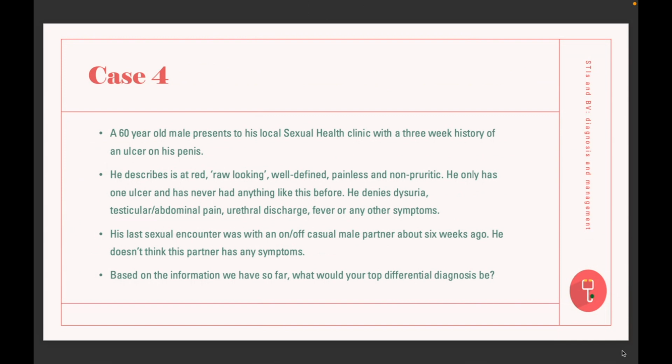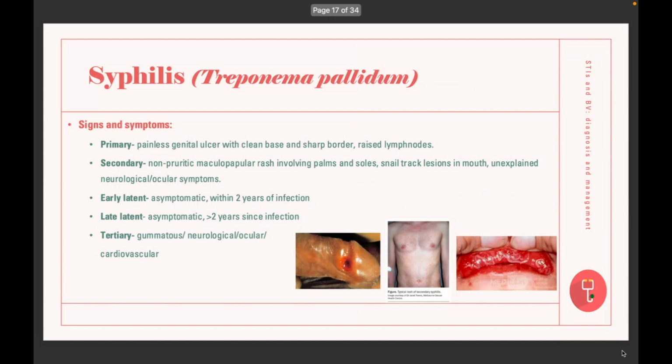Okay, yep, so we've had a few through already saying syphilis, and that's exactly right. Next slide, please. Okay, so this patient has presented with syphilis. So this is caused by Treponema pallidum. Signs and symptoms depend on the stage of syphilis that a patient presents with. So primary syphilis is what this patient has presented with, a painless genital ulcer.